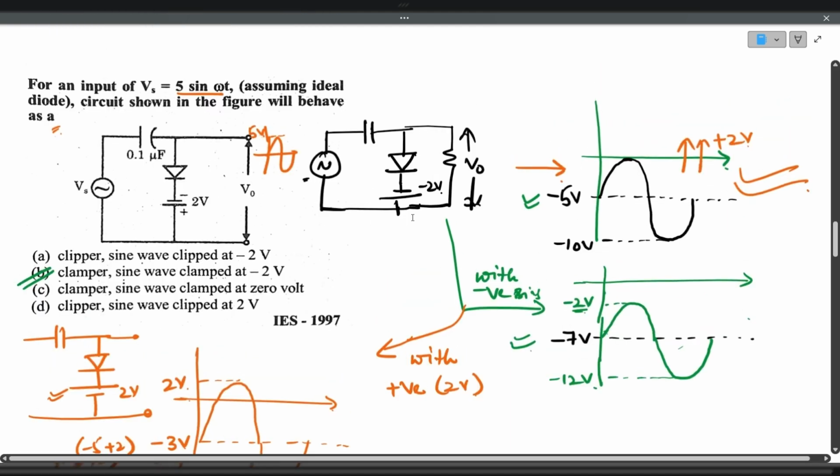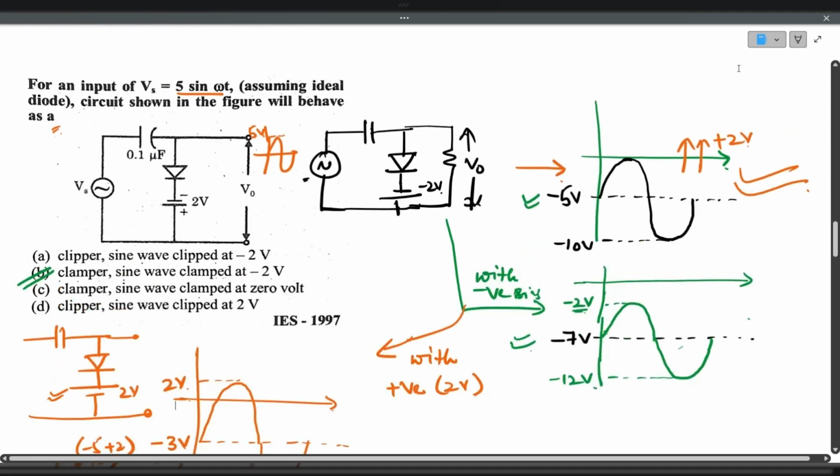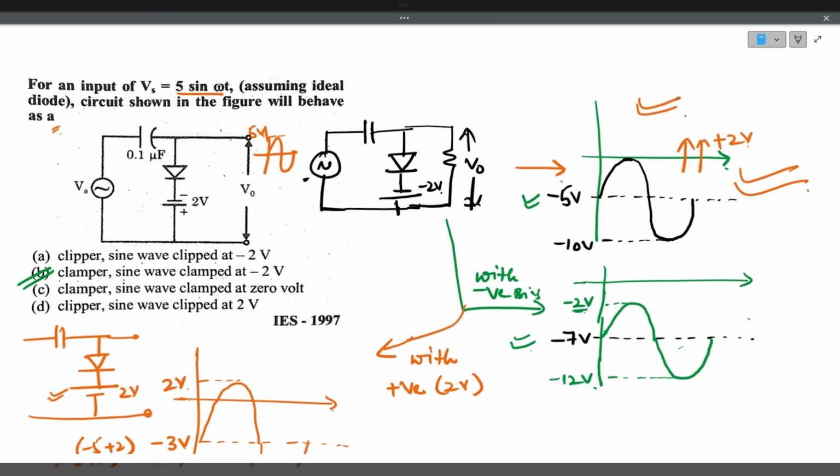If it is negative bias, the waveform goes further negative. If it is positive bias, the waveform moves towards positive. But this is the regular case with zero bias. You have to compare with zero bias only. First, it will act like a normal clamper, and then you have to move upwards or downwards based on the applied bias voltage.